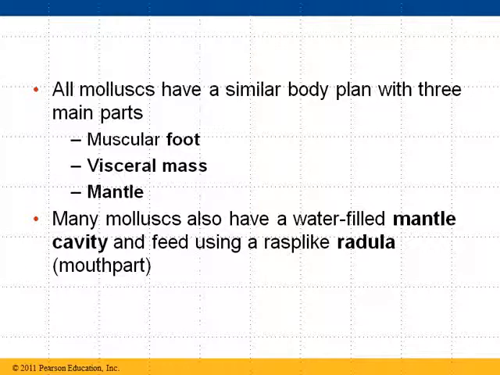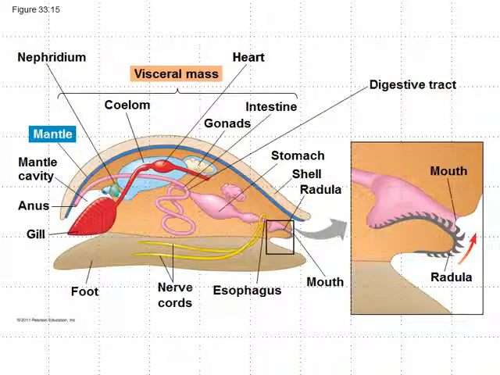Many mollusks also have a water-filled mantle cavity, and they feed using what's called a radula. A radula is kind of a rasp-like comb sort of mouth part. A lot of them scrape algae off of rocks or pick up algae and small materials off of the ground and that type of thing, and they use their radula to do that. So let's take a look at the basic body plan of a mollusk. We have a foot, a lower portion, and this doesn't matter if you're talking about a clam or a snail. They have this foot area here. Oftentimes they have a radula, their mouth part. You can see right here kind of a scraping little mouth part.